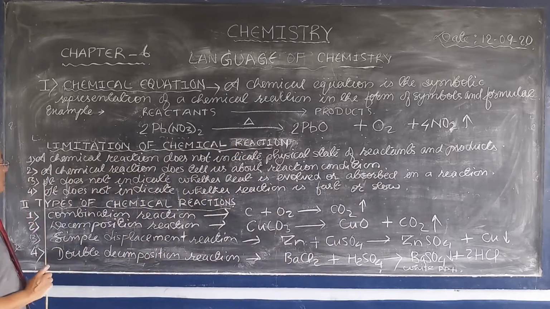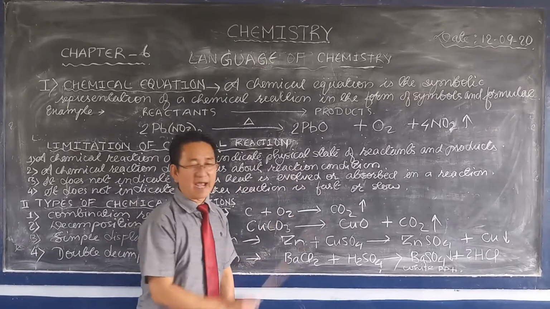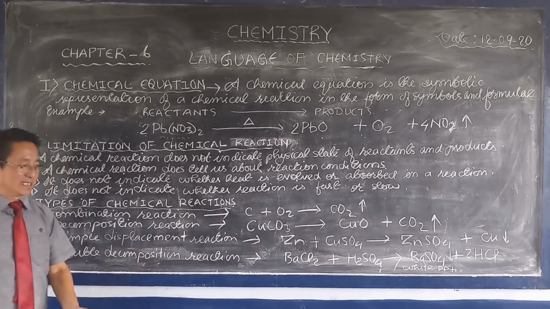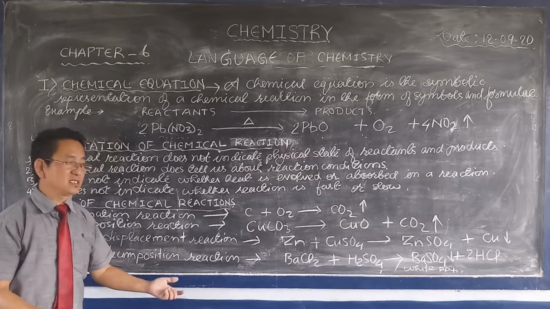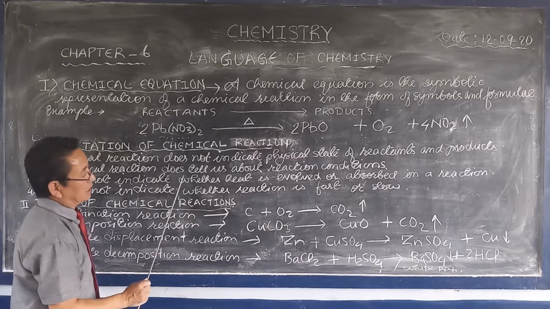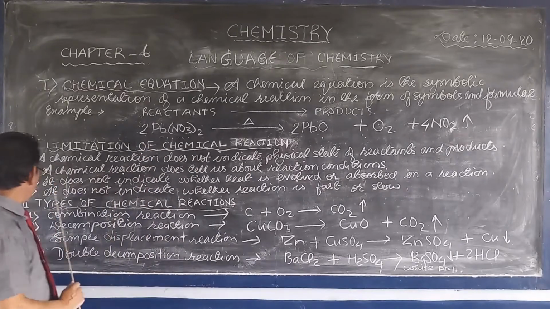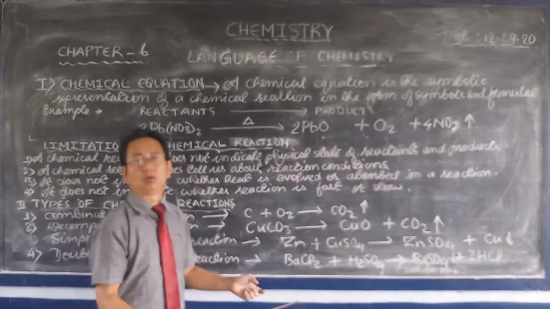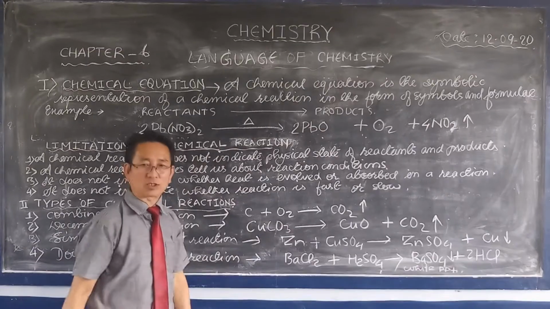Now number 2, a chemical equation does not tell us about reaction conditions like temperature, pressure, catalyst, etc. Now number 3, it does not indicate whether heat is absorbed or evolved. As you can see here, it does not indicate whether heat is evolved or absorbed in a reaction. Now the fourth one, it does not indicate whether the reaction is fast or slow. From this example, we don't know whether this reaction is fast or slow.